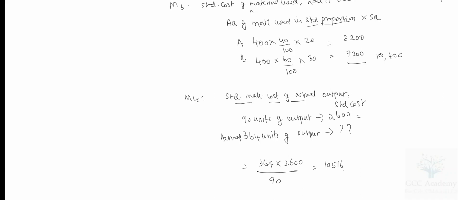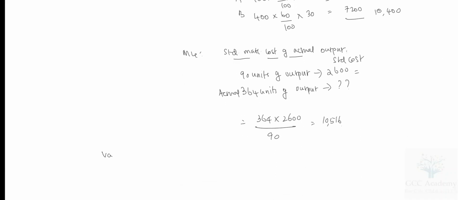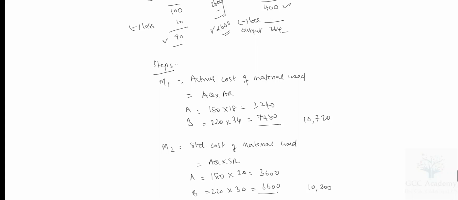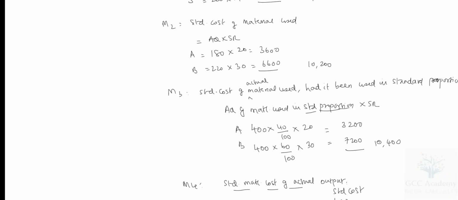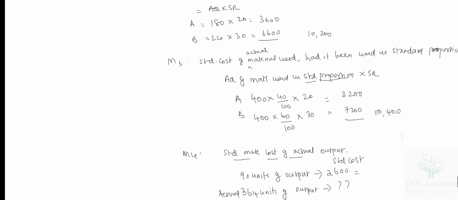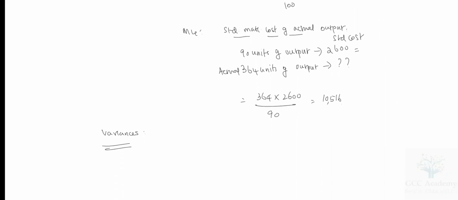So this is M4. These are the 4 steps I need to first calculate before calculating variances. Now I can proceed to calculate variances. Are you able to understand? So M1 is, I'll repeat, actual cost of material used. M2 is standard cost of material used. M3 is standard cost of actual material used had it been used in standard proportion. M4 is standard material cost of actual output. This is for the output. Don't forget this. So there is a comparison of input cost for the output achieved.